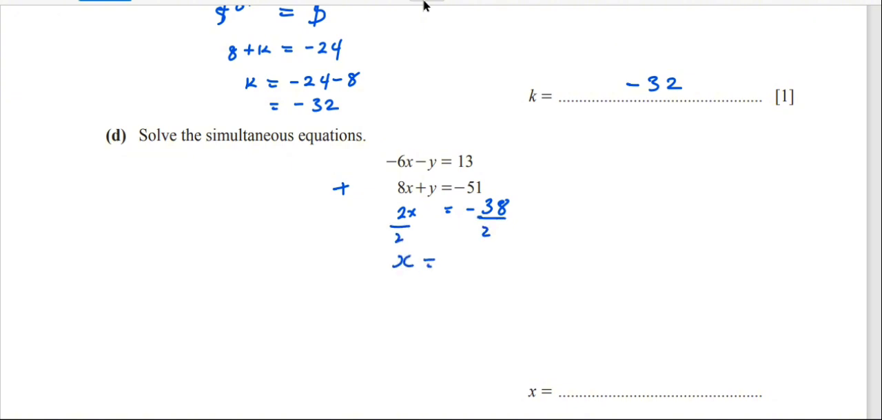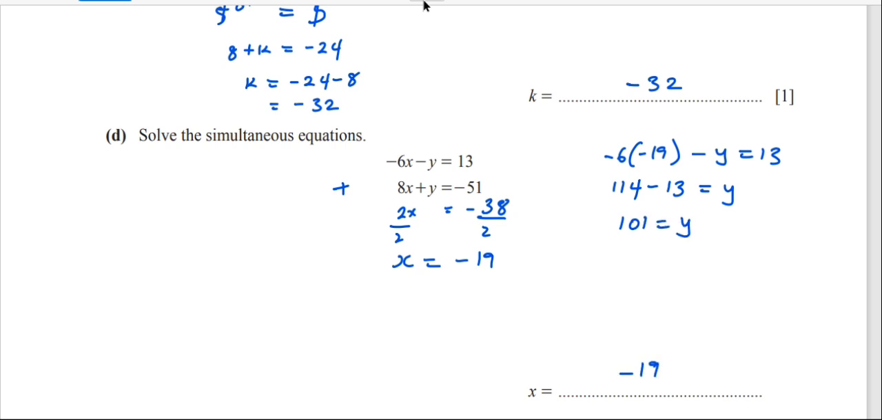So with the value of your x as minus 19, you can put it in any of the two equations to get your y. So let's put it in the first equation. So I'm going to have minus 6 into minus 19 minus y equals 13. So minus 6 times minus 19 will give us 114. So 13 coming over will give us 114 minus 13 equals y. So these two here will give us 101. So our x is minus 19, and then our y is going to give us 101.